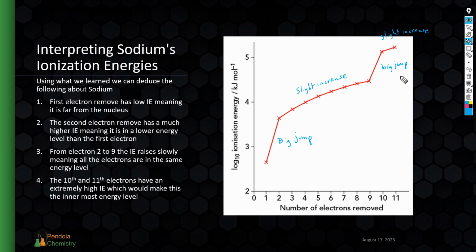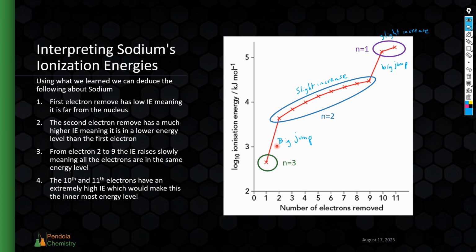Remember, we said that when there's a big jump, that means we're crossing from one energy level to another. So whenever there's a big jump, that's going to separate energy levels. We have energy level 1 up here, energy level 2 in the middle, and then energy level 3 down here. Now you might be asking, Mr. Brenda, why isn't this energy level 1?